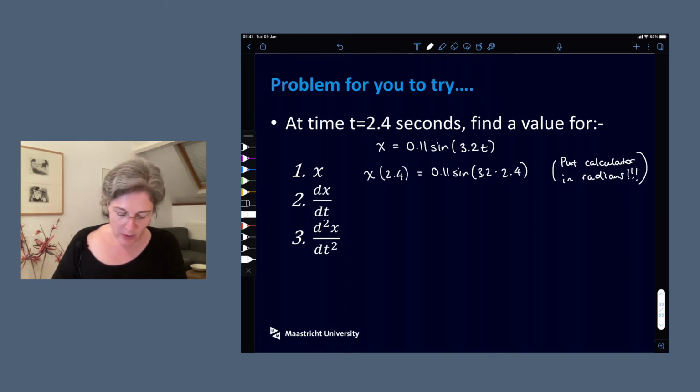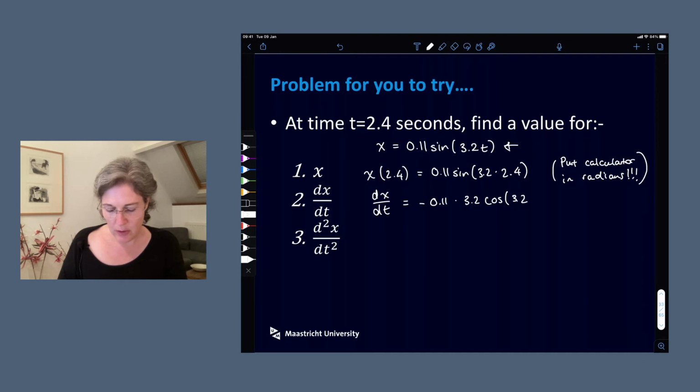dx by dt, okay, let's differentiate our function. So we've got dx by dt is equal to minus 0.11 times 3.2 cosine of 3.2t. So again, plug in your t of 2.4 and you can differentiate again in order to find the acceleration, and again figure it out. I'll put the answers in the final version of these notes.